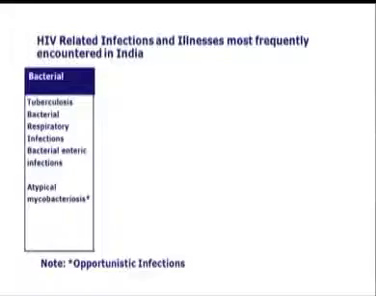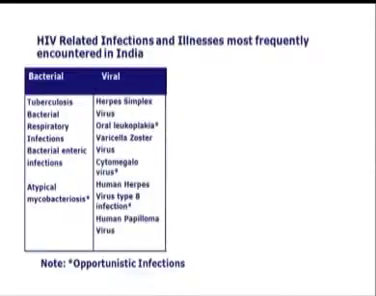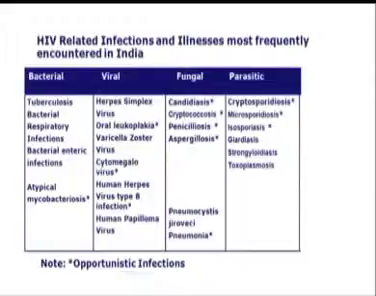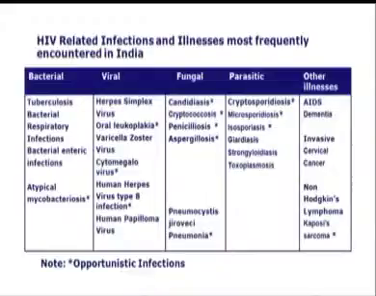So, the HIV related infections and illnesses that are most frequently encountered in India are the bacterial infections like tuberculosis, the respiratory infections, the enteric infections, the mycobacteriosis, atypical mycobacteriosis and certain other infections. The viral ones are herpes simplex virus, oral leukoplakia, varicella zoster, cytomegalovirus, human herpes virus, human papillomavirus. The fungal infections like candidiasis are very common; penicillosis, aspergillosis, pneumocystosis, cryptosporidiosis, microsporidiosis are also common. Other illnesses which come in AIDS are AIDS dementia, invasive cervical cancer, non-Hodgkin's lymphoma and Kaposi's sarcoma.